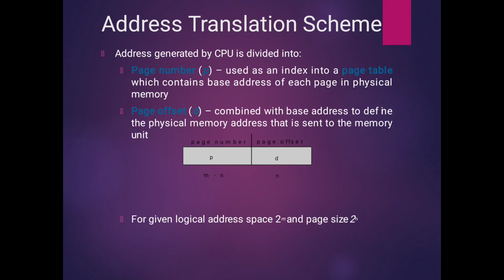So in this address translation scheme, the address generated by the CPU is divided into page number and page offset. Actually the CPU generates a logical address, and this address is divided into two parts, page number and page offset. The page number is used as an index into a page table, which contains the base address of each page in the physical memory. Then the page offset is combined with the base address to define the physical memory address that is sent to the memory unit. For a given logical address space is 2 to the m and the page size is 2 to the n.